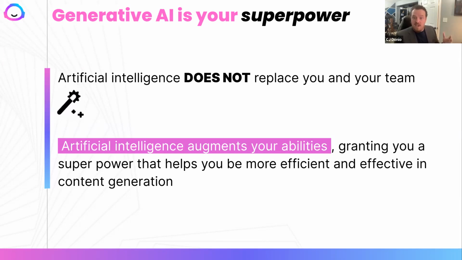So what is AI going to do for you? Well, it's going to augment your abilities. It's going to basically give you a superpower that makes you feel like a superhero, specifically in the context of being more efficient, being more effective.